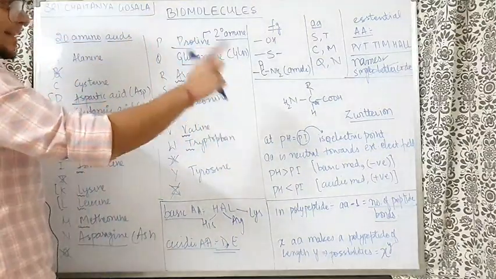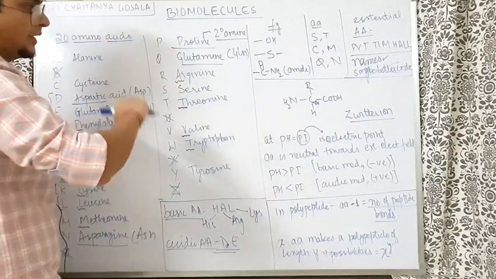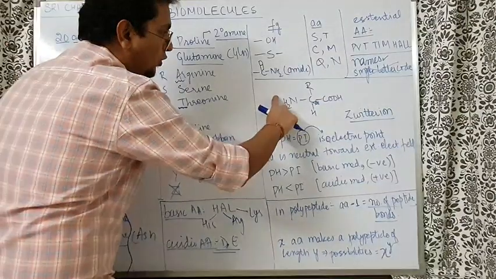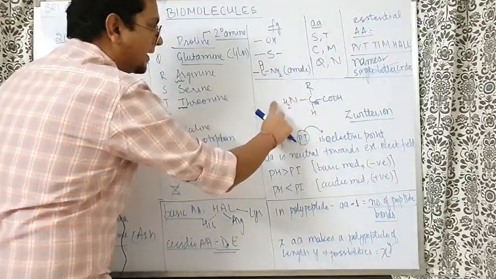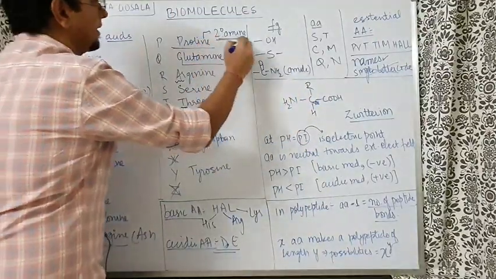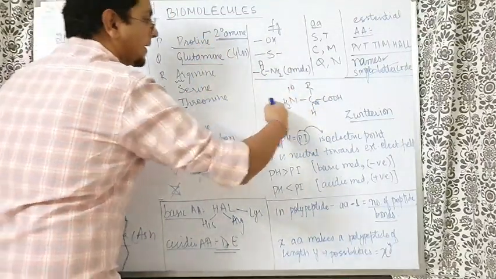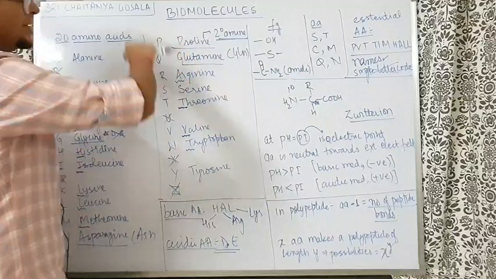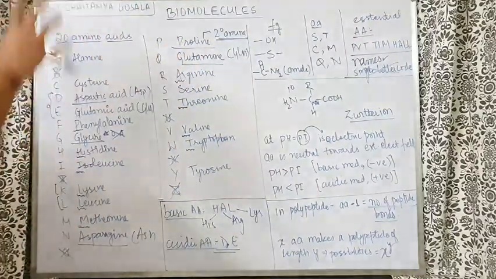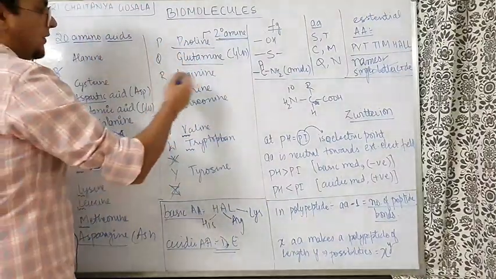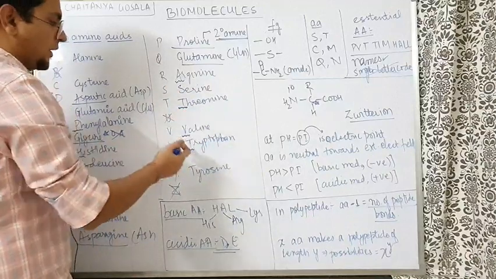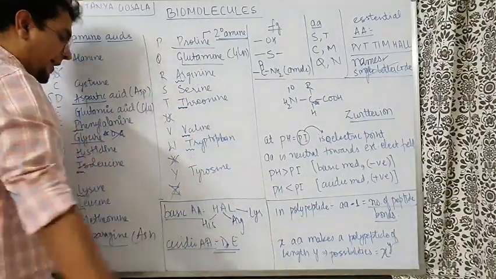P is proline. For proline, the side chain is not separate. That means for proline, this nitrogen is bonded to the side chain directly, making it a secondary amine here. Normally it is a primary amine, N attached to one R group. But in proline, it's a secondary amine. So the only amino acid which is a secondary amine is proline. Then we have arginine, serine, threonine, valine, tryptophan and tyrosine.